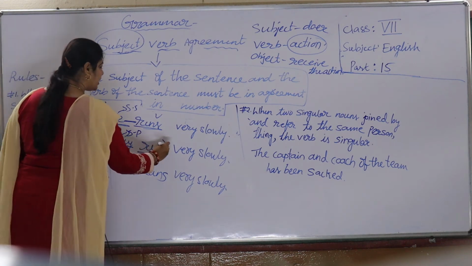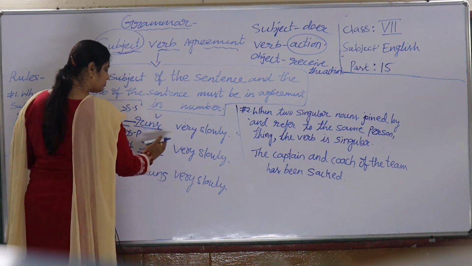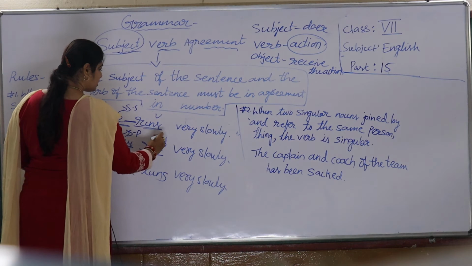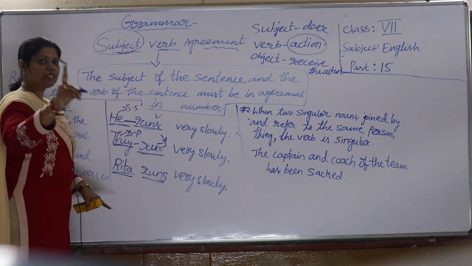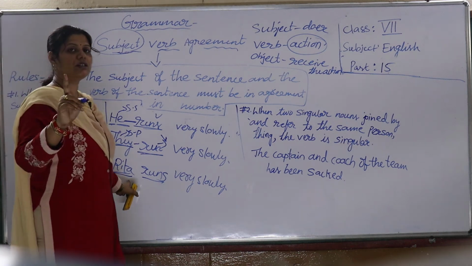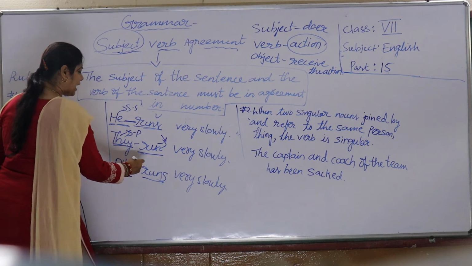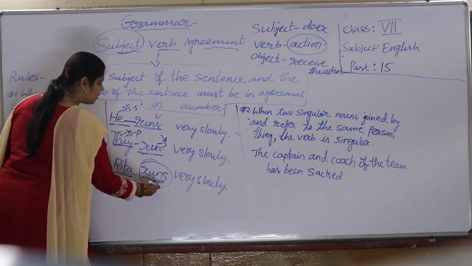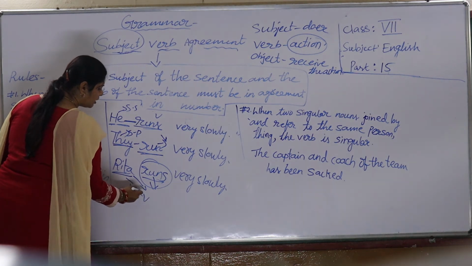As I said, when the verb is not added with s or es, that means the verb is plural. So the verb is agreeing with the subject. Here Rita is single, so third person singular. A third person singular proper noun always carries a singular verb. So here the subject agrees with the verb.